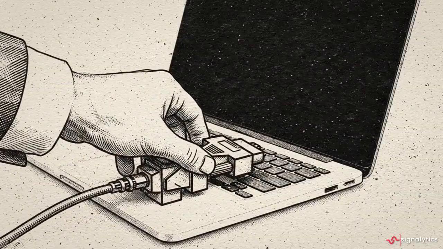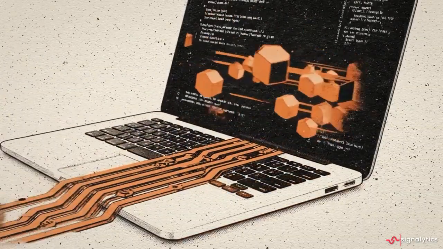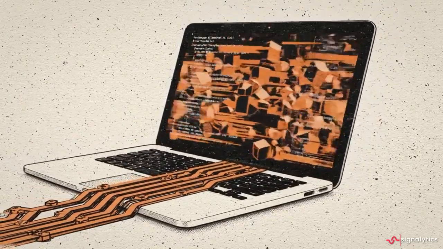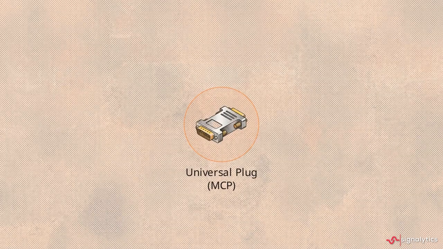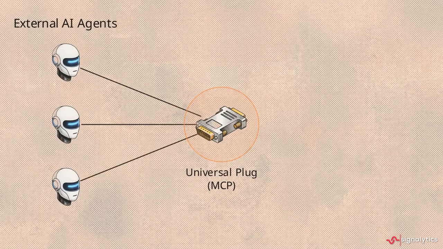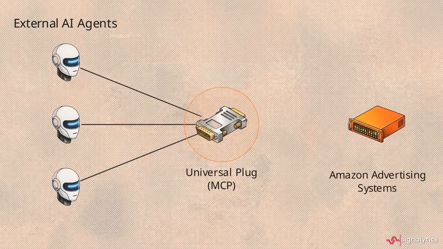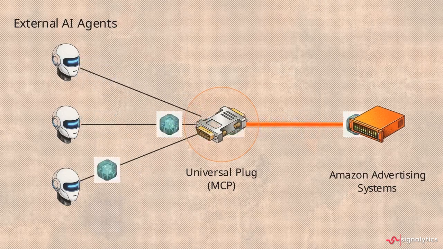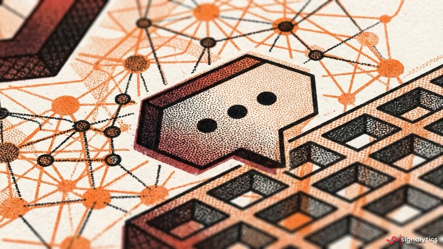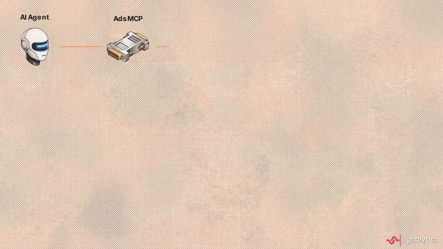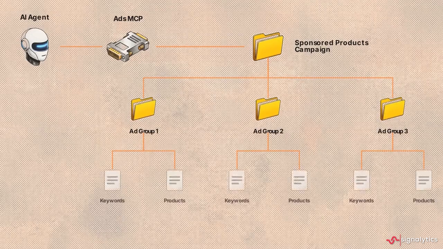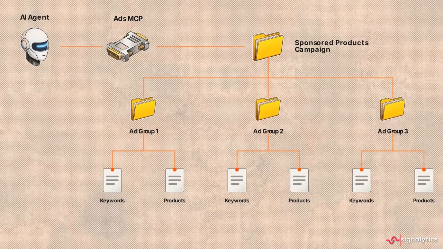That traditional workflow changed when Amazon launched the open beta for their Ads MCP, or Model Context Protocol, server. Think of MCP as a universal plug. It allows external AI agents, like Claude or ChatGPT, to communicate directly with Amazon's advertising systems through a single, standardized connection. Instead of clicking through the console, a seller can now use one natural language prompt. The AI receives the instruction and instantly generates a complete sponsored products campaign, handling the ad groups and the keyword list without the seller ever touching a dashboard.